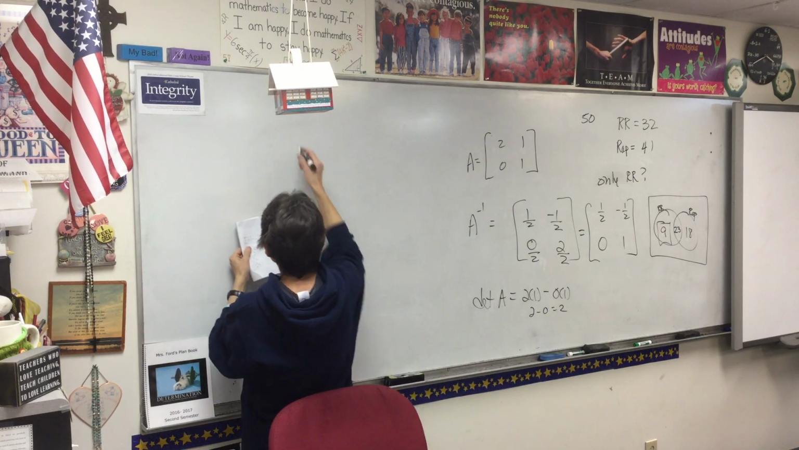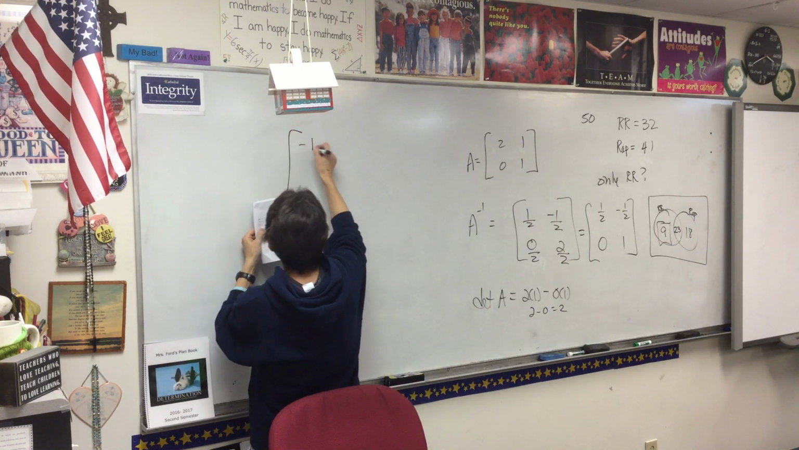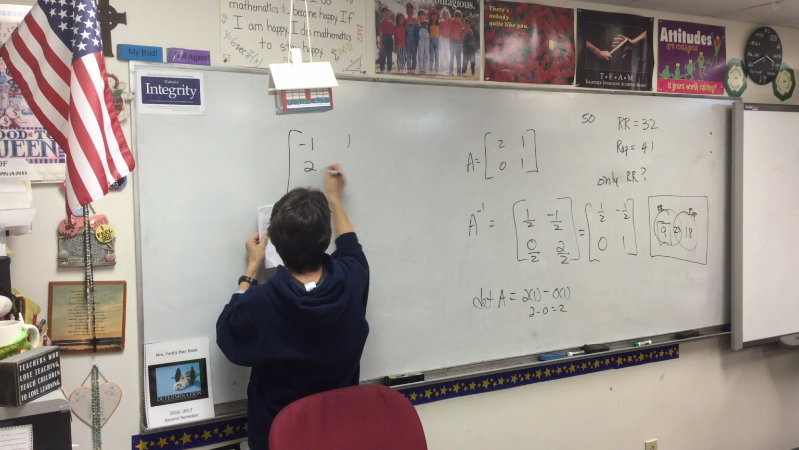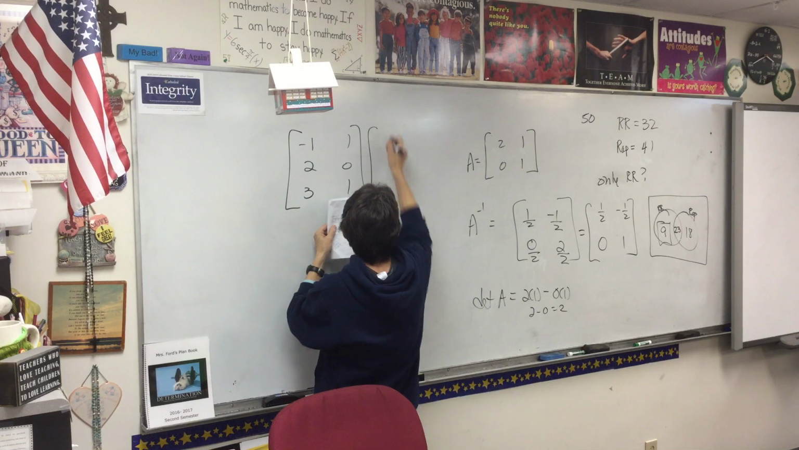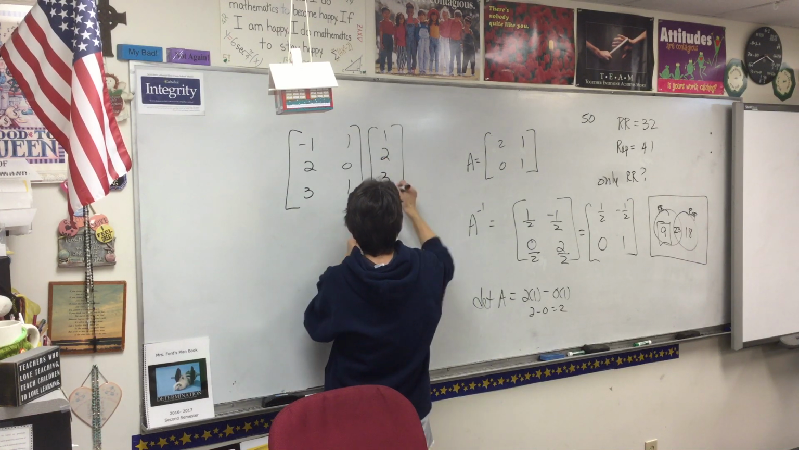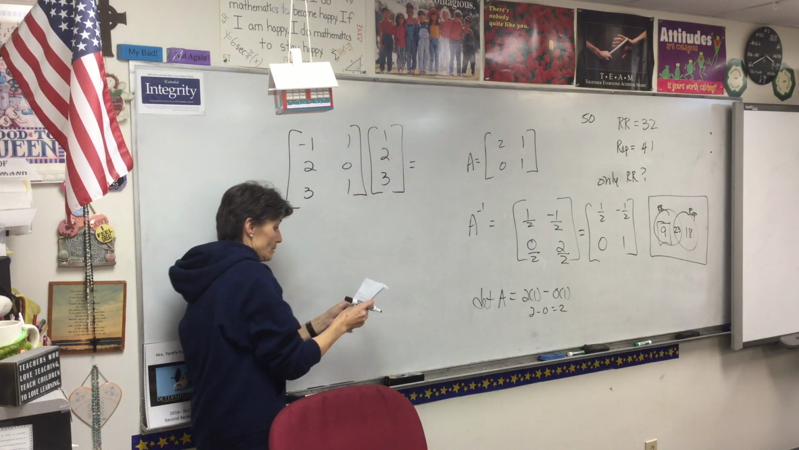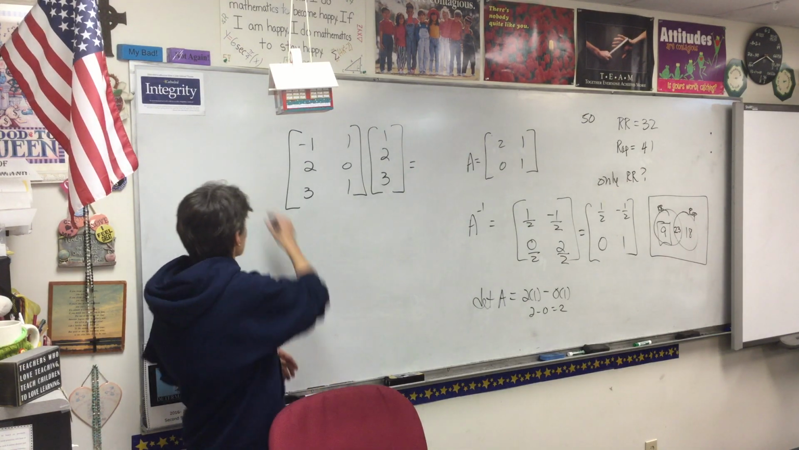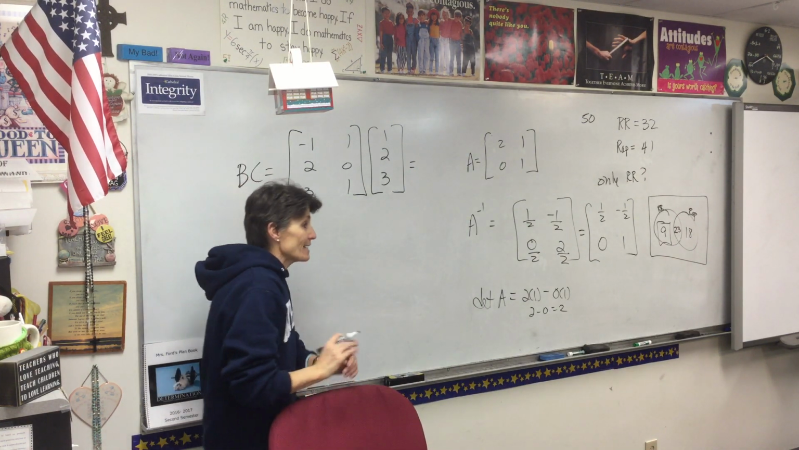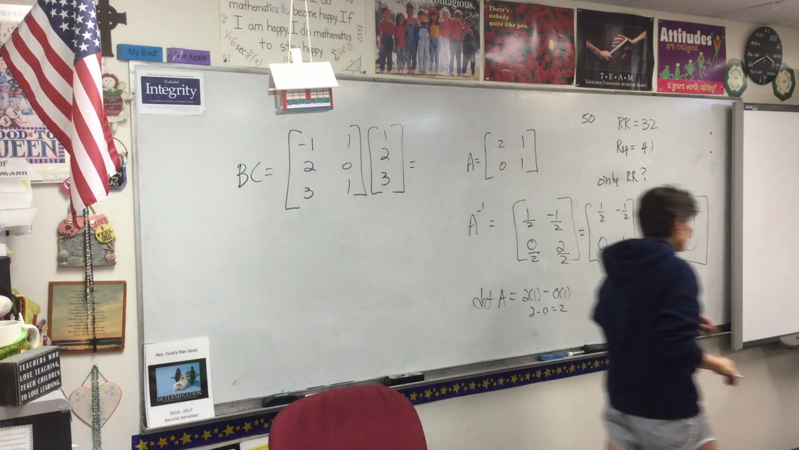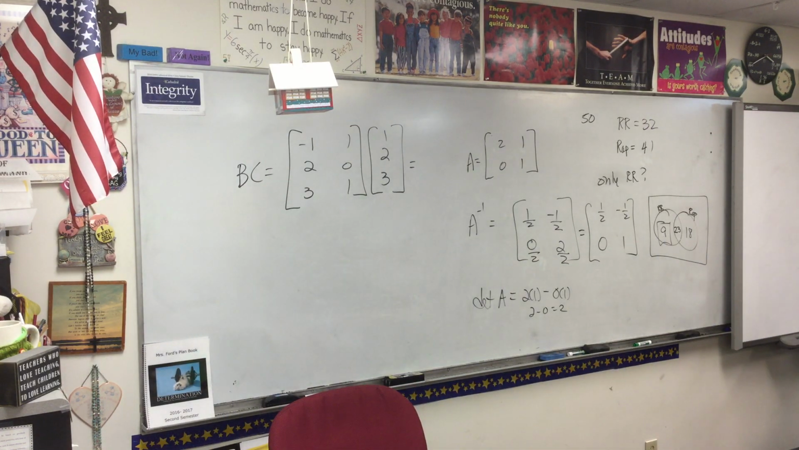All right, so 34 says we are going to multiply these 2 matrices. So it says find BC. That means we are multiplying them. I guarantee you one of the answers will be can't do, because sometimes when we multiply, we can't.